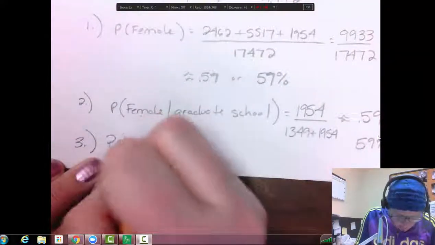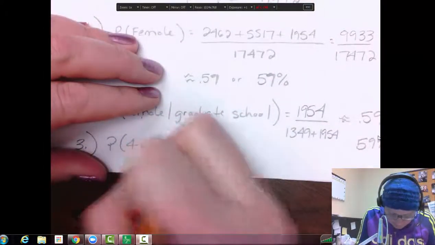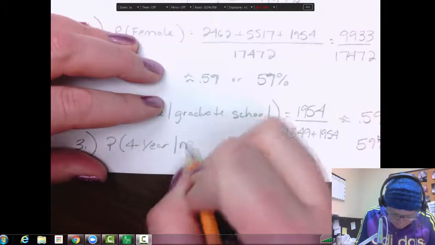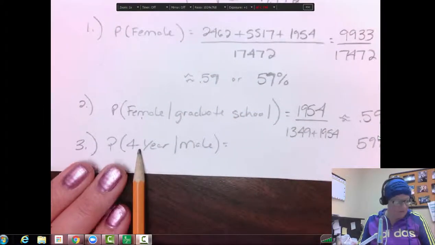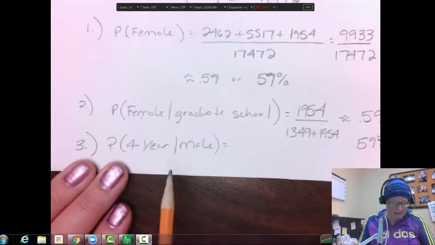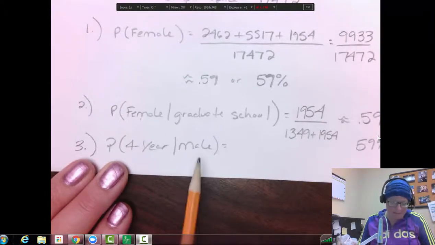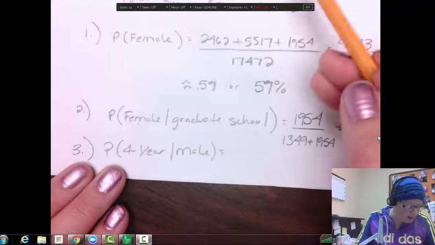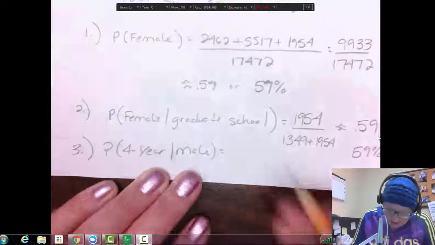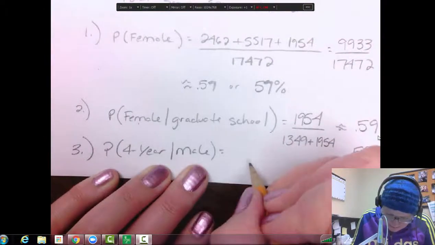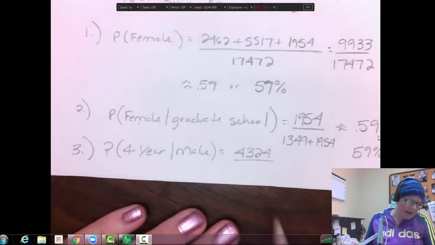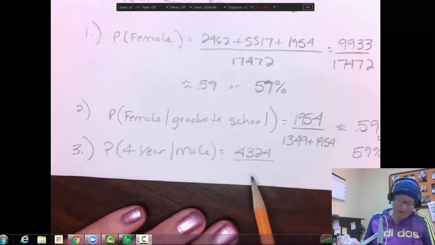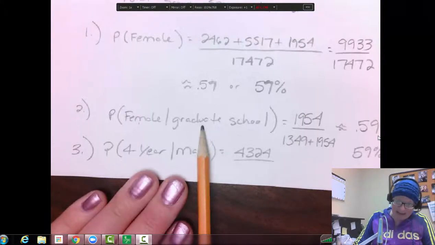All right, so let's look at another one similar. What if I say the probability of a 4-year given male? If you're male, what's the probability you're in the 4-year? Here we have 4324 as the people that are both 4-year and male. But what is going to be my denominator? Here we use the second one, grad school.